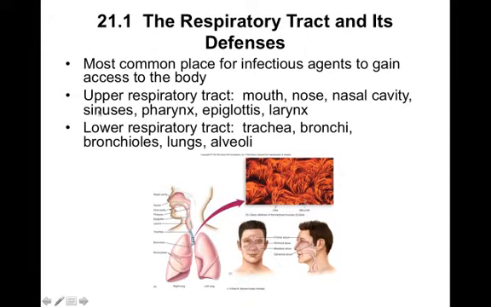So you'll see here what we talked about before. The upper respiratory tract is primarily the mouth, nose, nasal cavity, sinuses, pharynx, epiglottis, and larynx. And then the lower respiratory tract is the trachea, bronchi, bronchioles, lungs, and alveoli.